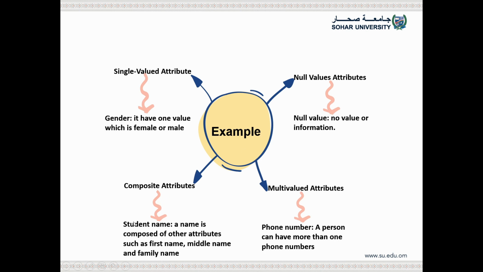Composite attributes, we have said student name. A name is composed of other attributes such as the first name, the middle name, and the family name. Multi-valued attributes, we have phone numbers. A person can have more than one phone number. Maybe also a person can have more than one home. So I have one house in Saham and maybe I'll have one house in Suhar. So I can add two addresses, maybe if they allow me to add two addresses in the university. So that's a multi-valued attribute.